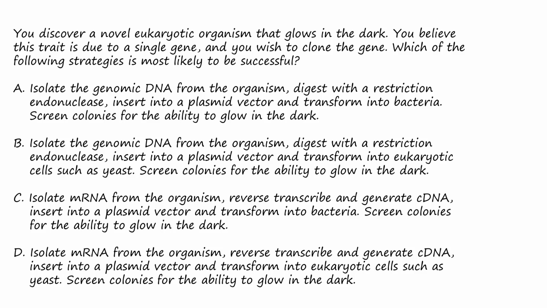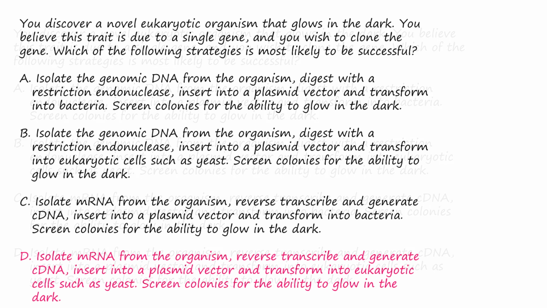D. Isolate mRNA from the organism. Reverse transcribe and generate cDNA. Insert into a plasmid vector and transform into eukaryotic cells such as yeast. Screen colonies for the ability to glow in the dark. The answer is D.